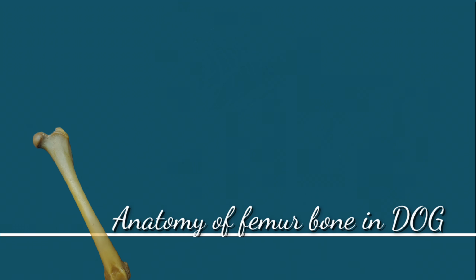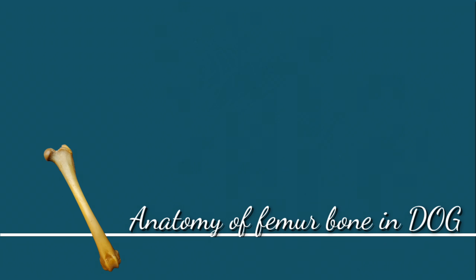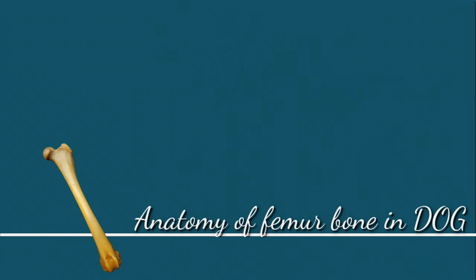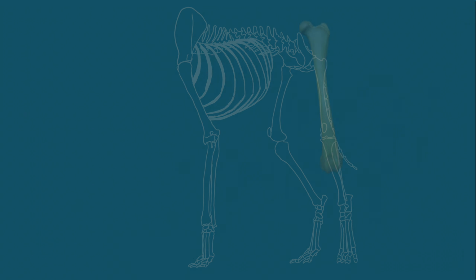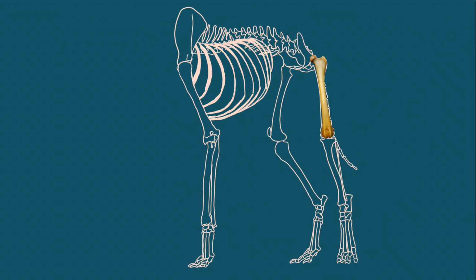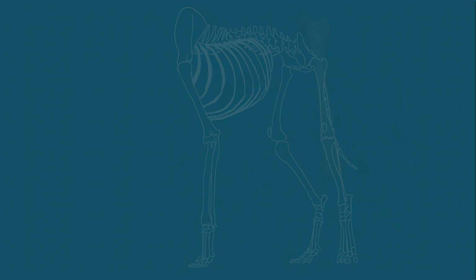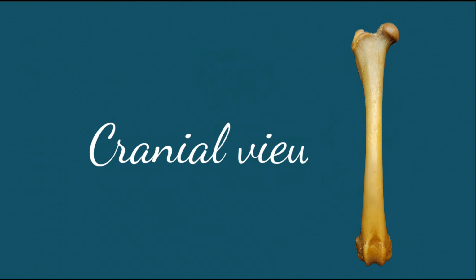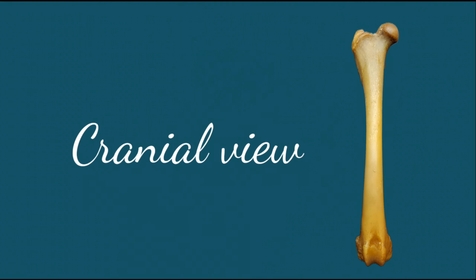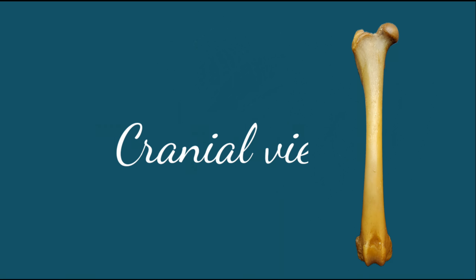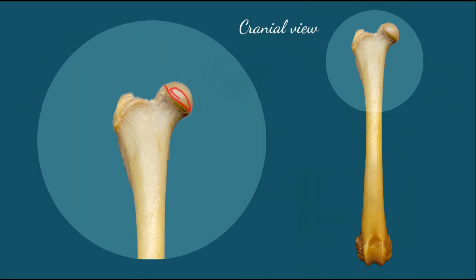In this video, we are going to study the anatomy of femur bone in the dog. This bone has a proximal extremity, a body, and a distal extremity. As we look at the femur bone from cranial view, proximally we see the head, neck, and greater trochanter.